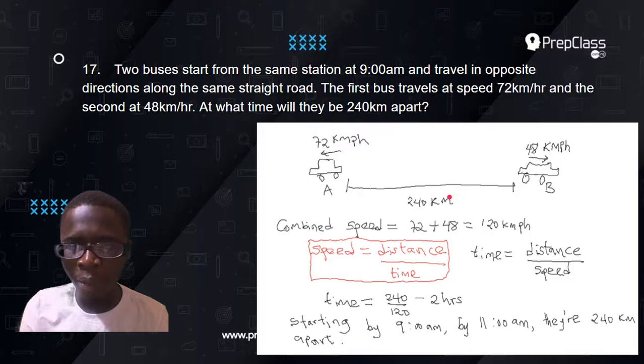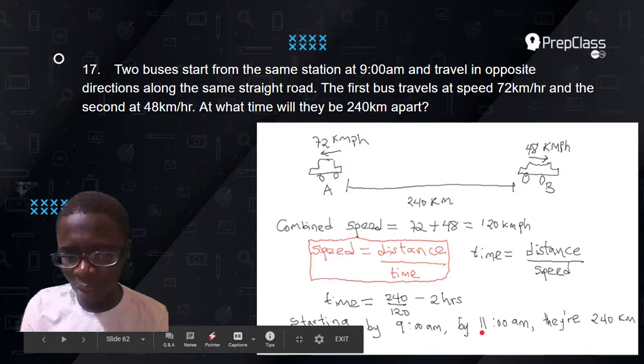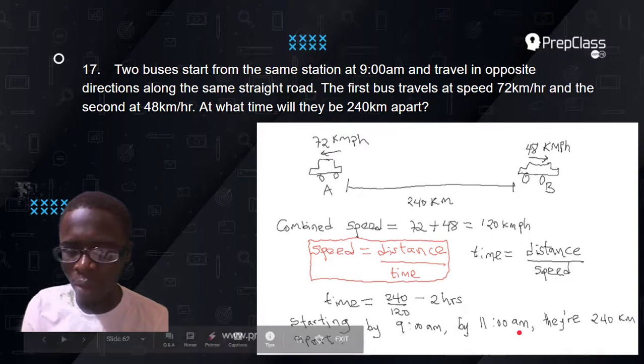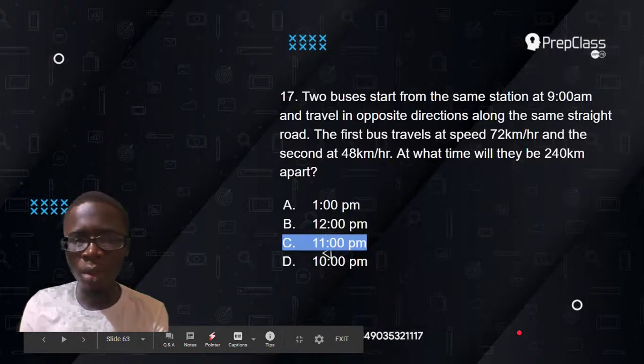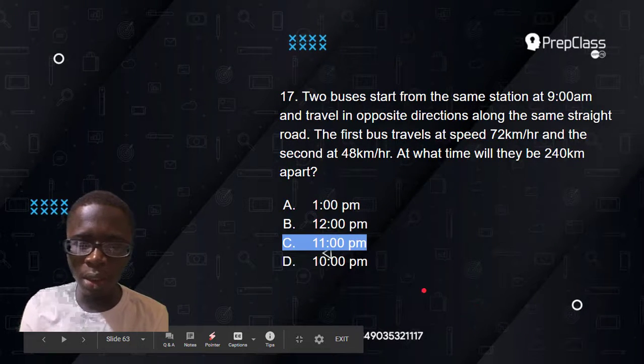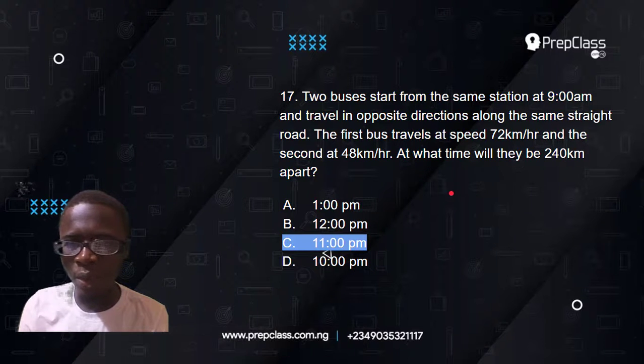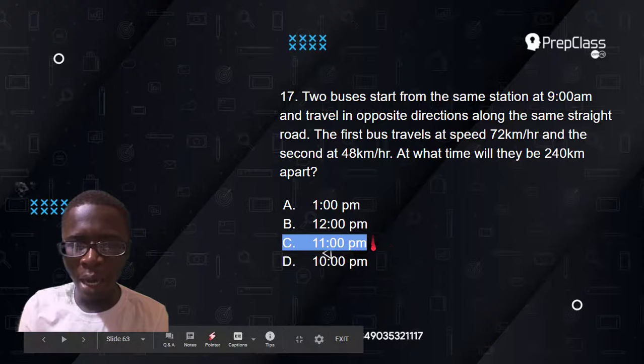And so from 9 p.m., when we add 2 hours to it, this will land us at 11 p.m. And so if you look at our options, C is our answer, 11 p.m. Like I said, neglect the use of the anti-meridian because it's a typo, and concentrate on the post-meridian, because as you can see, all options here are in the post-meridian time.